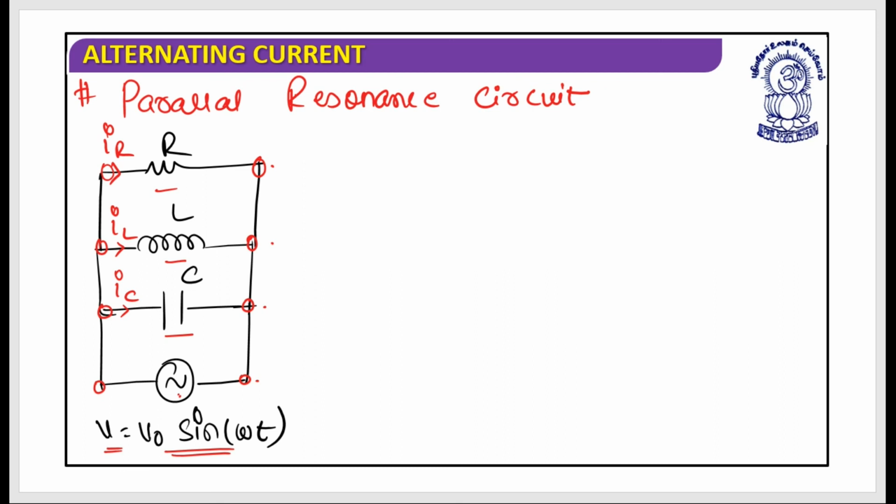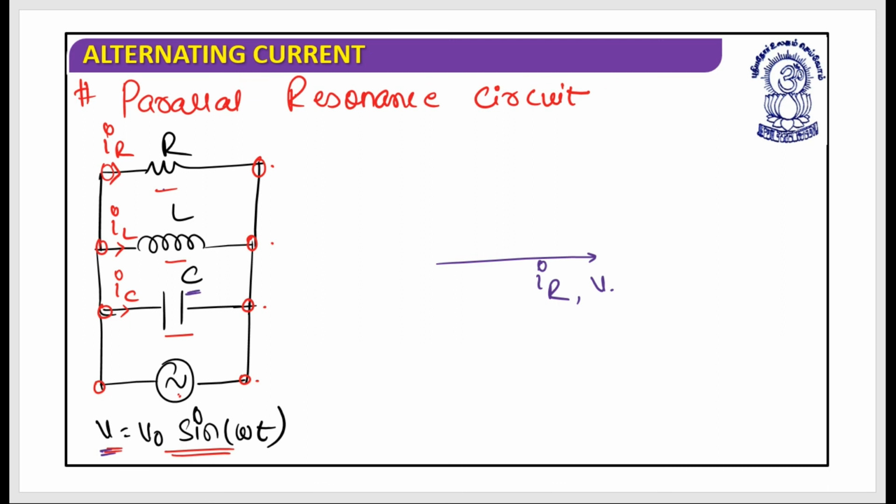So if I need to derive all the formulas and plot the phasor diagram of this, how will I do this? What do you think? Let's suppose this is IR, the current through the resistance, which is in phase with V, because in a pure resistive circuit these two are in phase with each other.